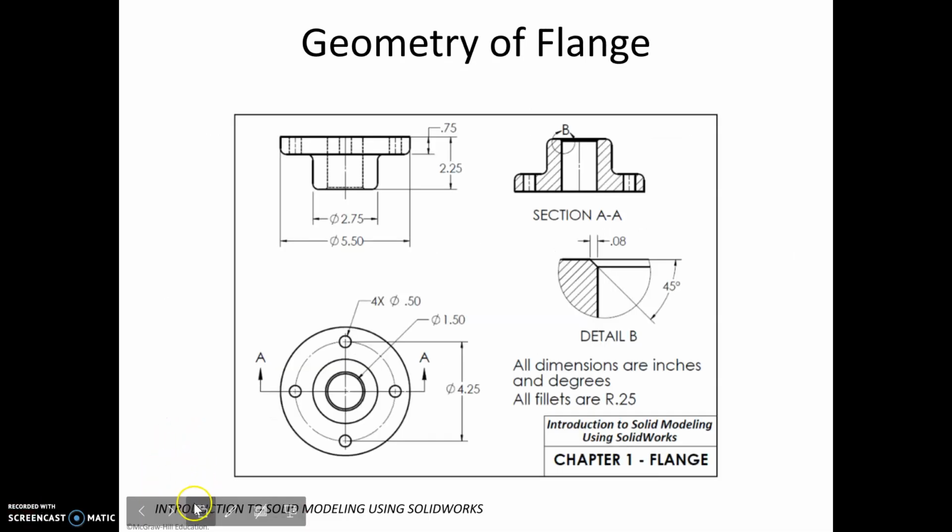So the model that we are going to make is this little flange right here. You can see it's a 5.5-inch diameter base flange. It sticks out 2.25 inches. The boss itself is a diameter of 2.75 inches. There's a 1.5-inch diameter hole right down the middle of it.